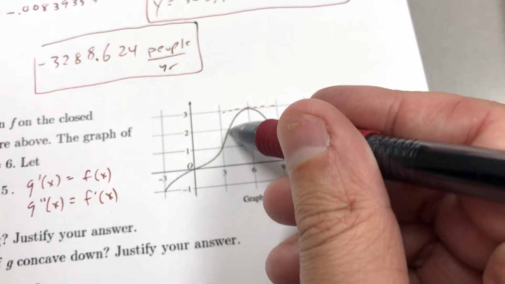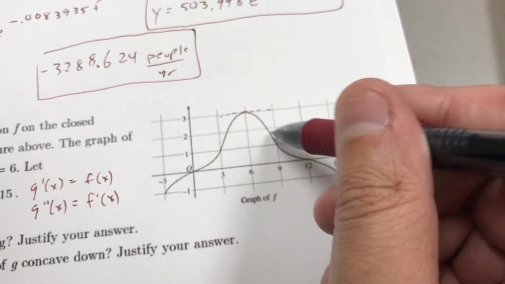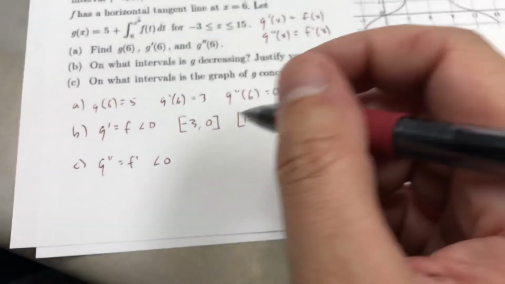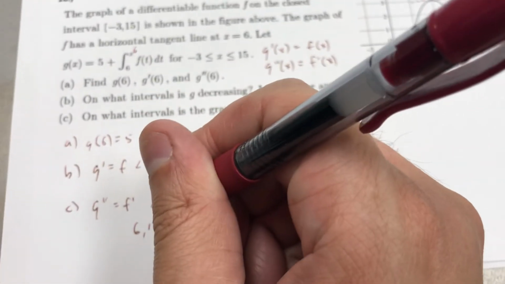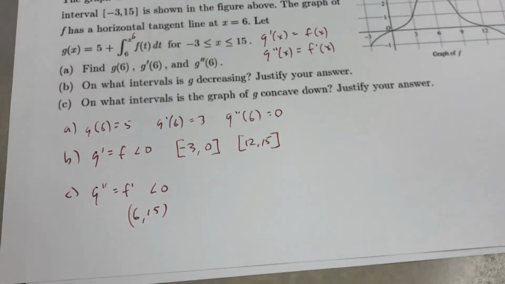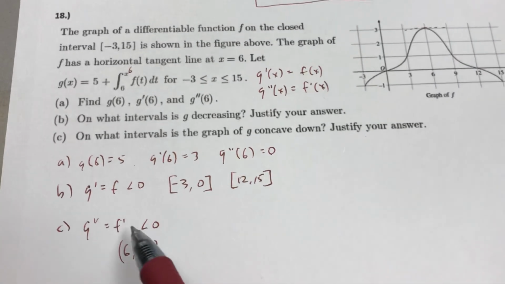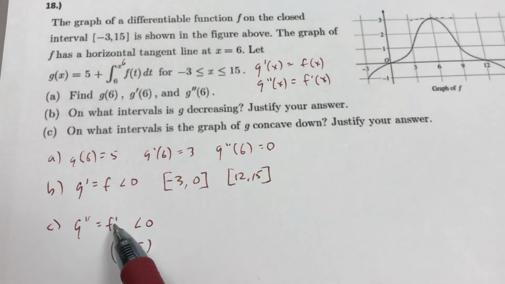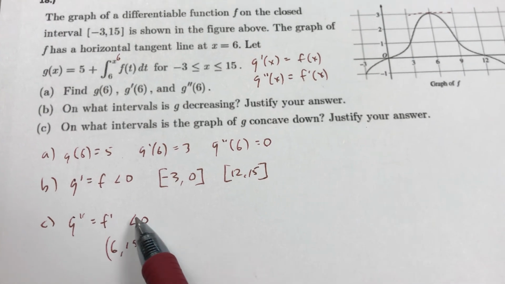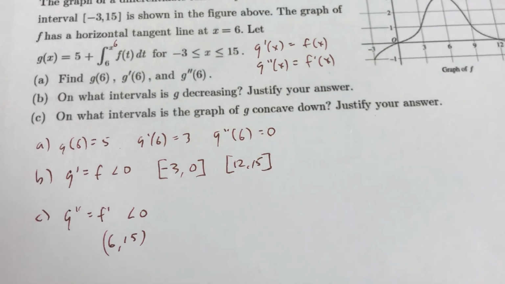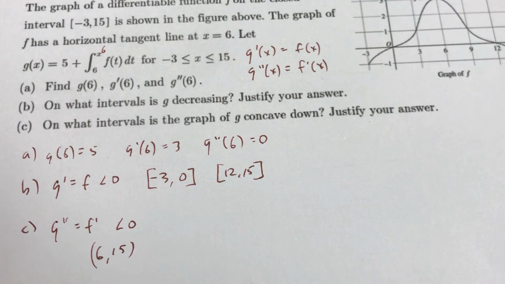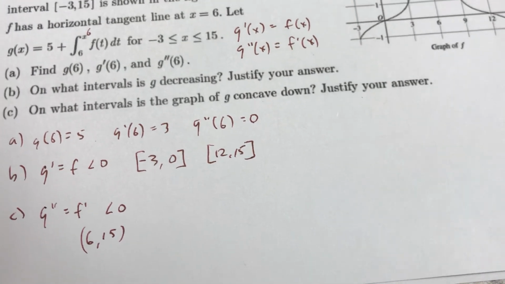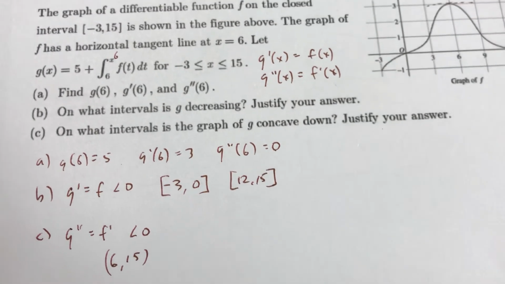So we have a positive slope of f all the way to here. Everywhere from 6 to 15, we have a negative slope of f, which of course means f prime is less than 0. f prime is the same thing as g double prime. So we have a negative second derivative in that interval, which means the function is concave down.